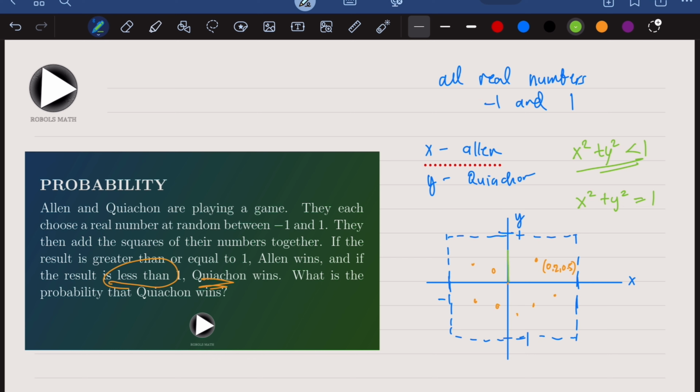Since it has a radius of 1, this is 1, this is 1, this is 1, this is 1, which gives us a circle that is inscribed in the square we initially set. For us to have a value that is less than 1, the region that we should consider is the set within this circle. If we were looking for x squared plus y squared greater than 1, then we would be considering the area outside this one.